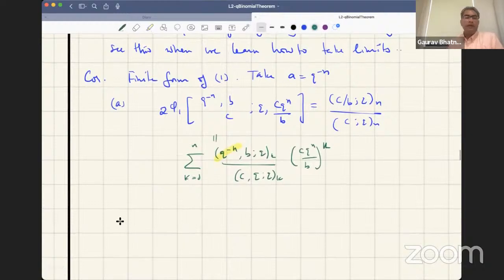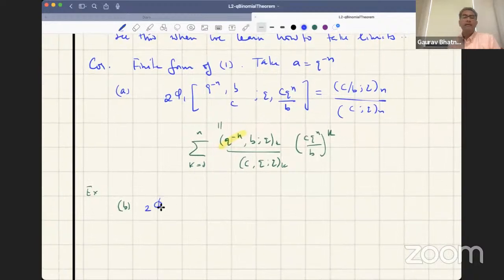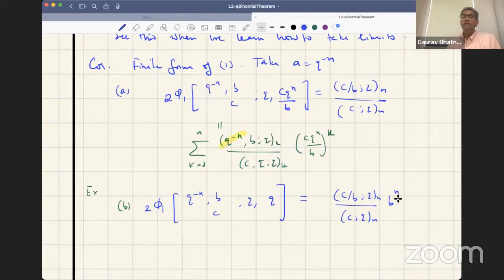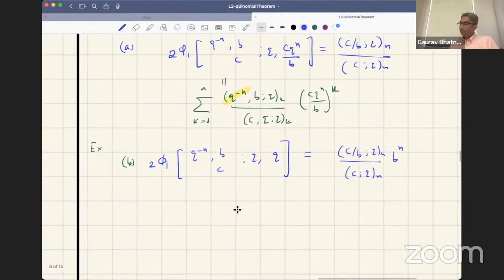Right, so now there is another finite form, and this is an exercise. I'll indicate how to do it, but you can write it slightly differently. And this is just Q here, and you'll get C by B Qn over CQn, and then there's a B raised to n. This is the other finite form. So this is an exercise.